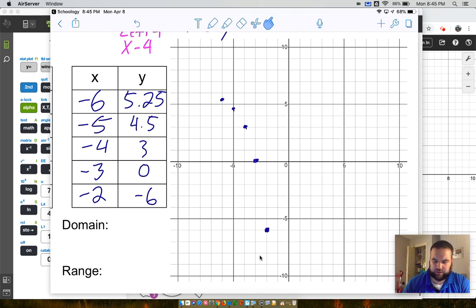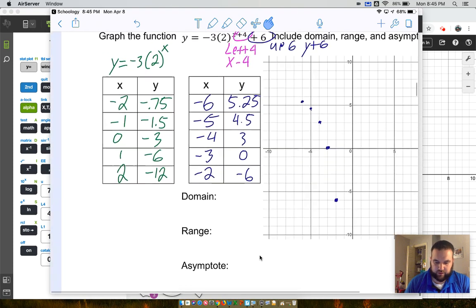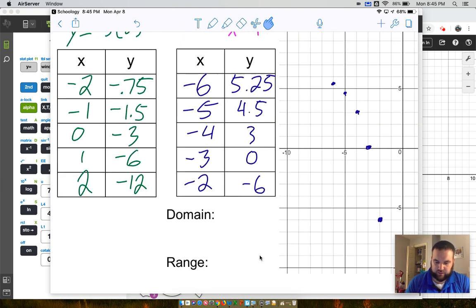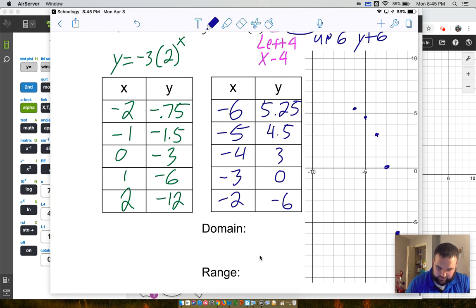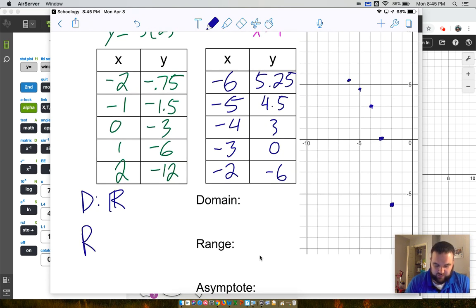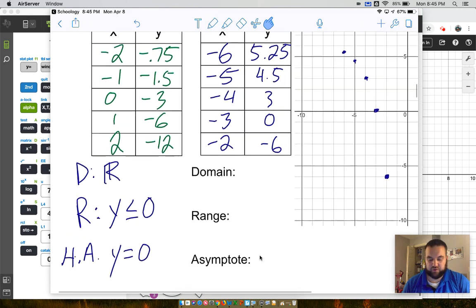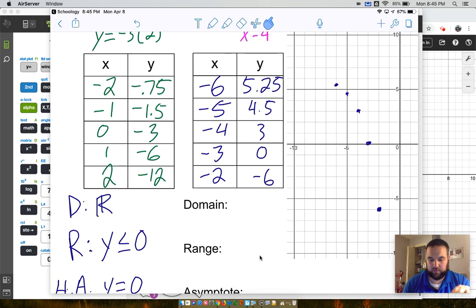Another thing to take a look at is where the asymptote is going to be. We know that for the parent function, negative 3 times 2 to the x, the domain was all real numbers because I can plug in any number to an exponential function. But I only have negative values, so the range would be y is less than or equal to 0. And the horizontal asymptote was at y equals 0. So I'm just going to take those and adjust them for the function that I'm looking for.